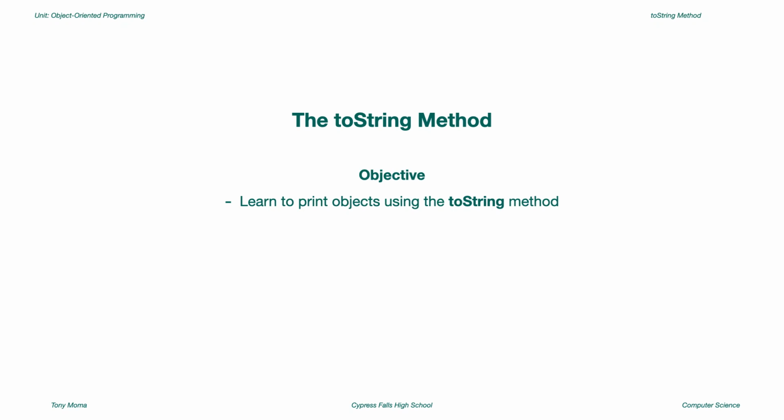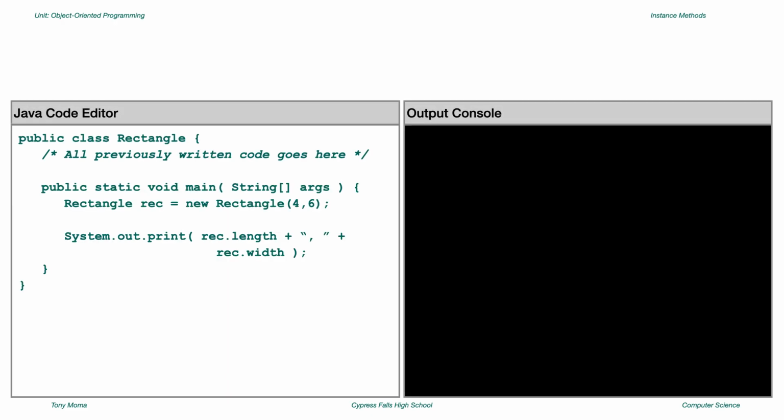The toString method. In this video, we will learn how to print objects using the toString method. Okay. Consider the following program. Here, we create a rectangle with a length of 4 and a width of 6. Then in the following lines, we print out the instance variables one by one, separated by a comma and a space. When I execute this code, this will be my output.